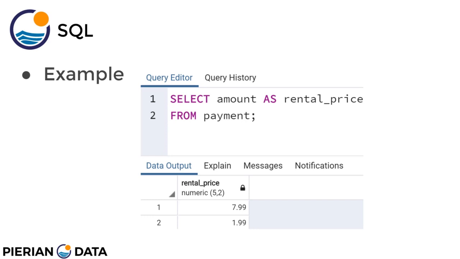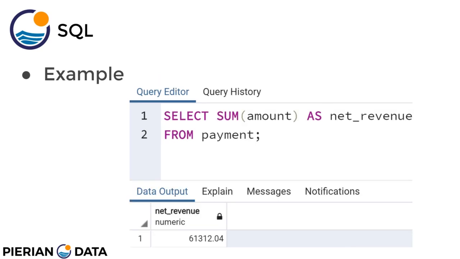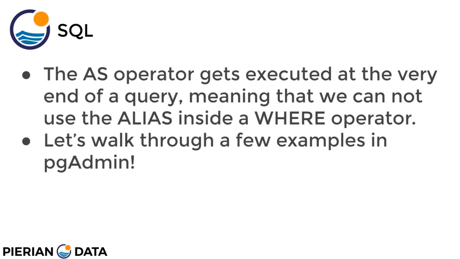And this starts to make sense, especially when we perform functions on a column. For example, SELECT SUM(amount) AS net_revenue FROM payment. And instead of having the output just say the sum of the amount, here we can clarify it with an alias as the total net revenue from the payment table. So essentially, in net revenue, we've made around $61,312.